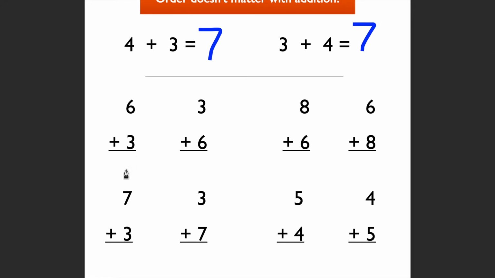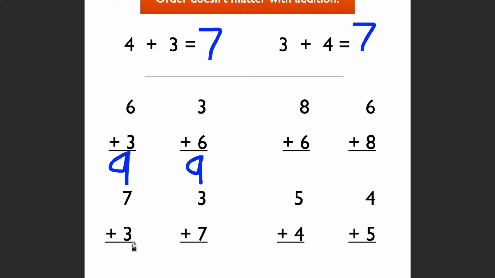Let's look at another example. 6 plus 3. What's 6 plus 3? And if you know your addition facts really quick, you know that's 9. And if I started at 3 and I added 6 to that, it doesn't matter, it's still going to be 9. It works out to be the same thing. So 6 plus 3 and 3 plus 6 are 9. Doesn't matter whatever it is.